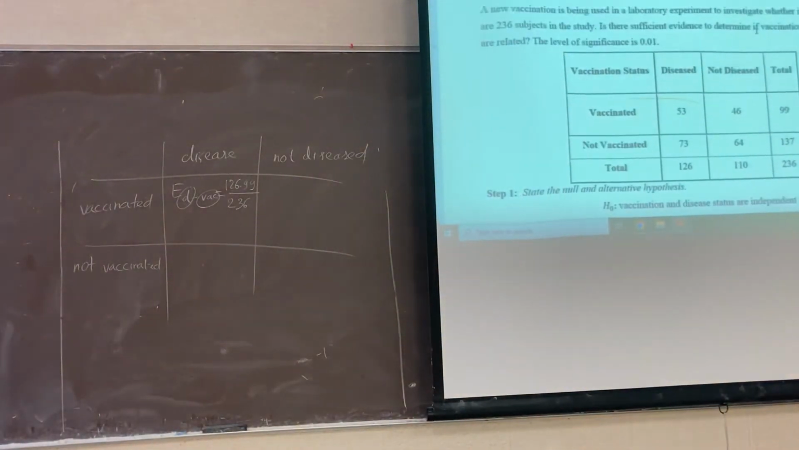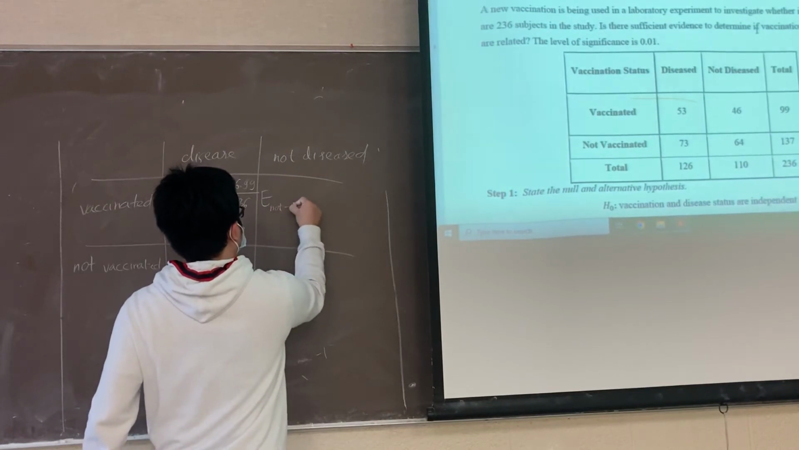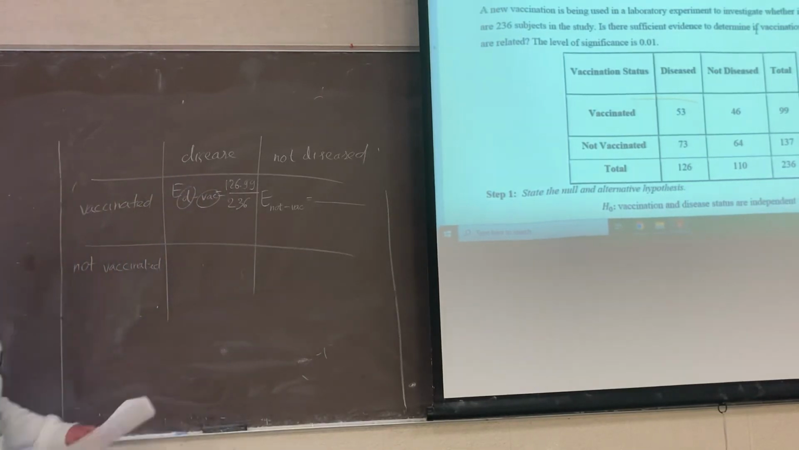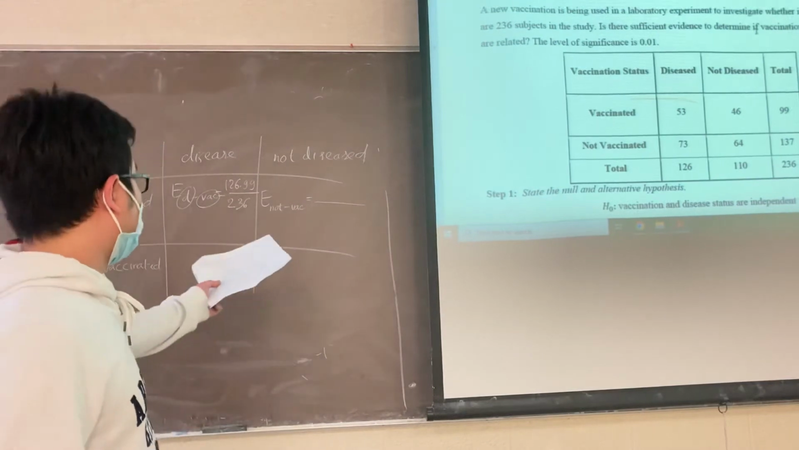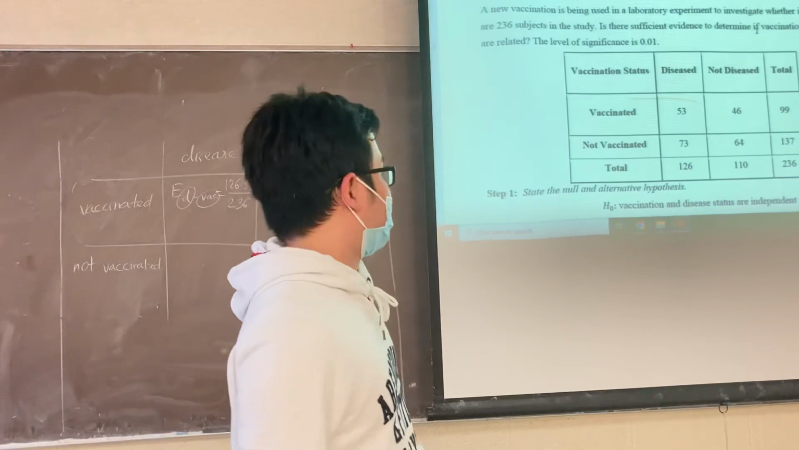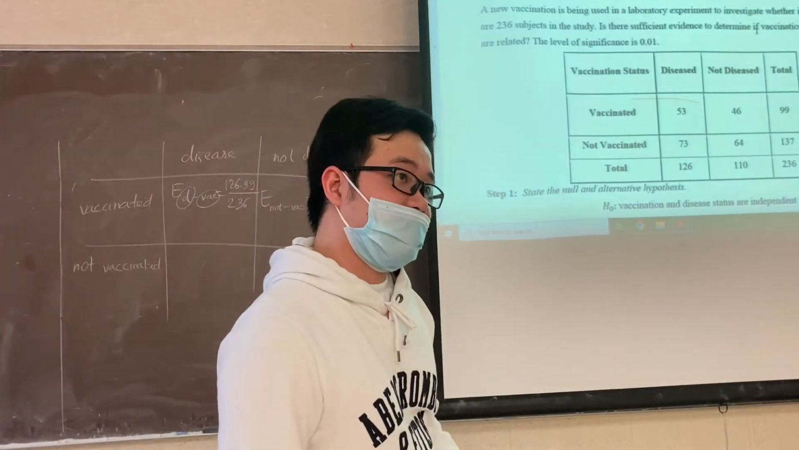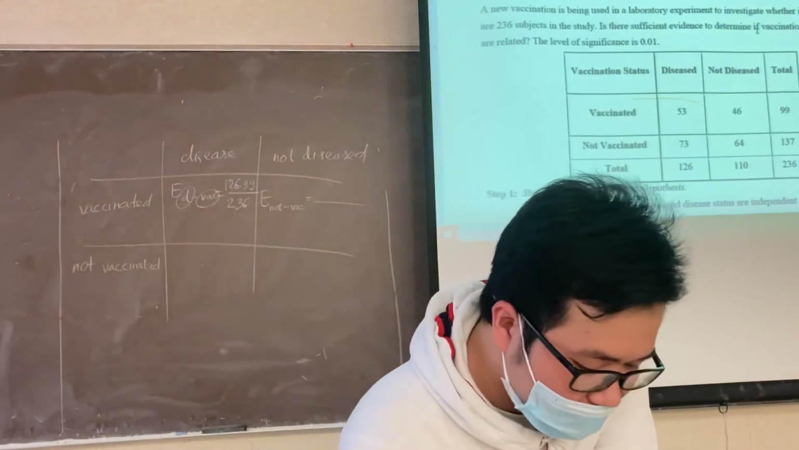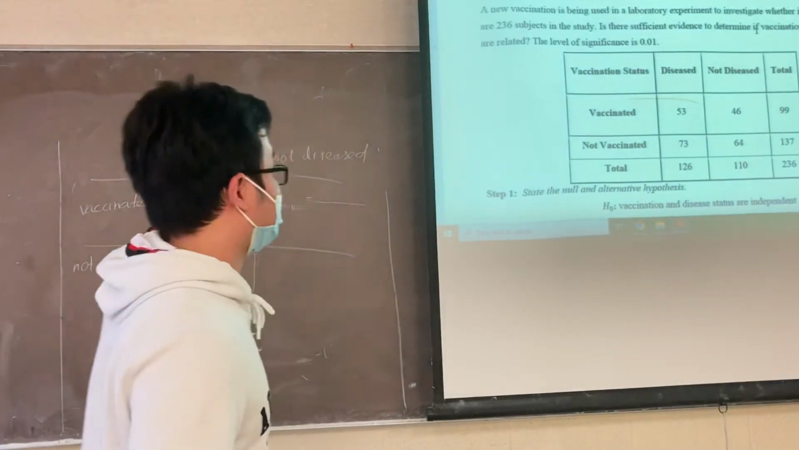Okay, so how to calculate this one? This is not disease and vaccinated. How to do this? Could you tell me the total of not disease? How many people are not diseased? The total not vaccinated is 137.